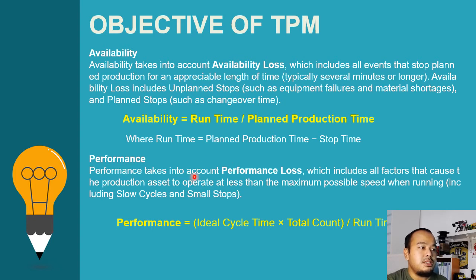So in terms of performance, what is meant by performance? Performance takes into account performance loss, which includes all factors that cause the production asset to operate at less than the maximum possible speed when running, including slow cycles and small stops. That is what is meant by performance. The calculation is ideal cycle time multiplied by total count, divided by runtime. The ideal cycle time is the one we set earlier as the benchmark, and total count is the number of parts.